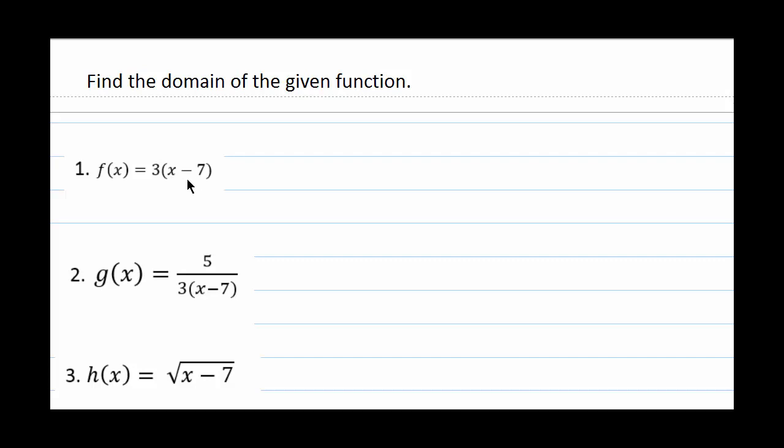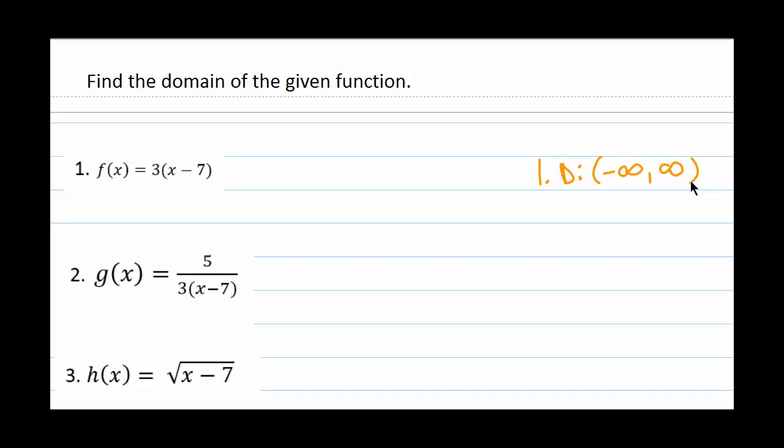Can I plug in negative 100? Yeah, and get some real number? Yeah. Can I plug in 0 and get some real number? Yeah. Can I also plug in positive 256 and get some real number? Yes. Plugging those into my calculator, I get some value. So therefore, there are no restrictions on my domain. So for number 1, my domain is from negative infinity to positive infinity.